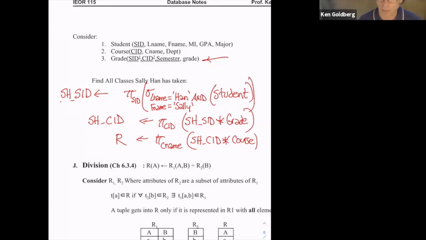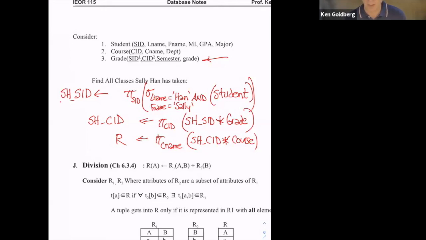But there's another problem in here. Anybody spot it? It's right here. What am I doing? I'm going to do a project onto the course name. And now I may have two classes with the same name. Like freshman seminar. What if she took a freshman seminar in the IEOR department and she took a freshman seminar in data science, or who knows? Then it's only going to show me one freshman seminar, if the name of that is the same.